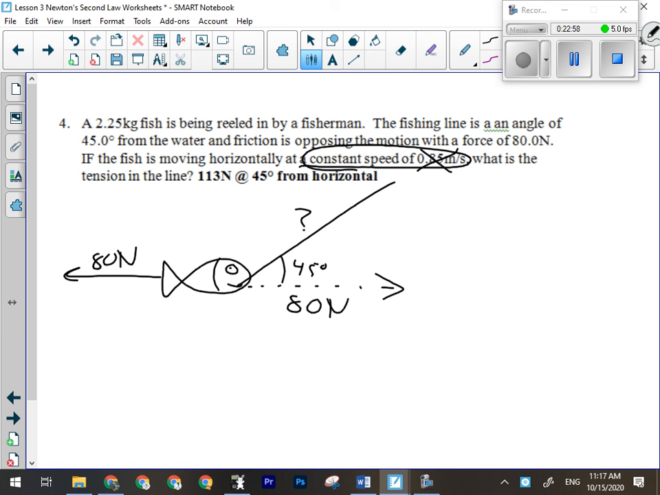I'm looking for the hypotenuse now of this triangle. That'll be the tension in the line. So just a trig calculation from there, using cos of 45 equals 80 newtons divided by the tension in the line. Manipulate, and we've got it. So again, guys, not much math there. One trig calculation, and that's it, really.